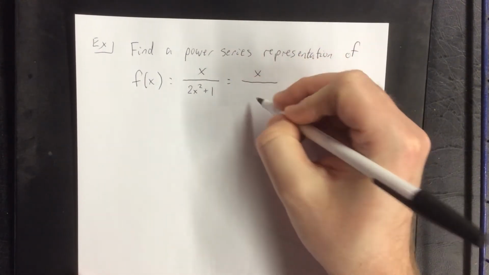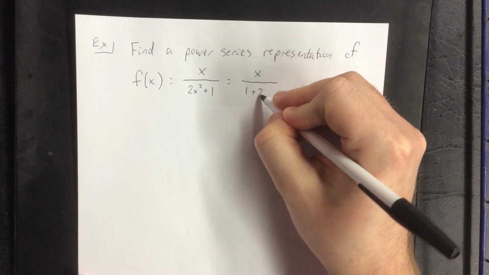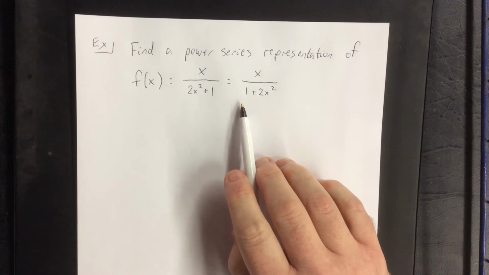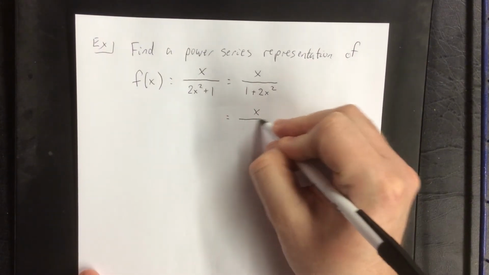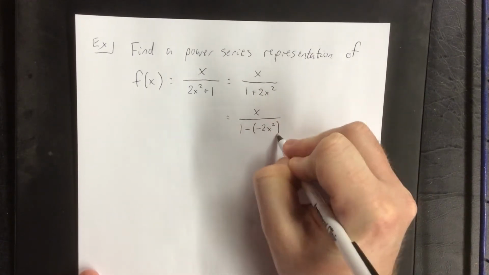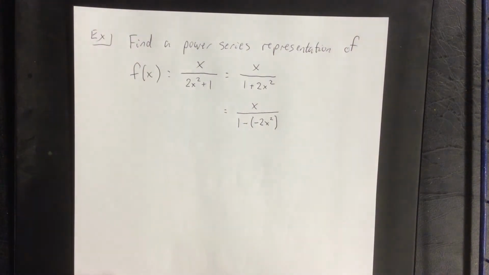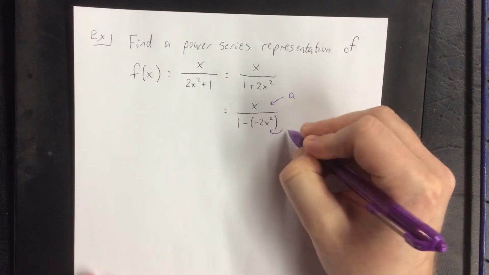So I'm going to express this as x over 1 plus 2x squared. And in order for us to get the geometric series solution, we would need 1 minus something, which means that I'm going to change this plus into minus a negative. As a result, we'll get x over 1 minus negative 2x squared. Written in its particular form, we have the geometric series formula with a being this and r being this.